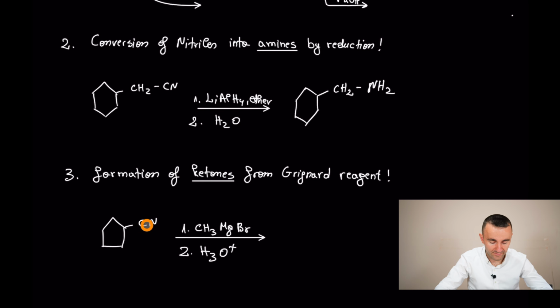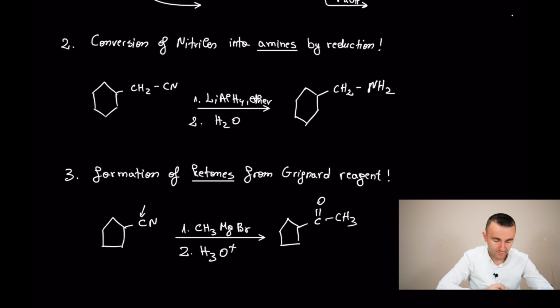Formation of ketones from Grignard reagent. If you react a nitrile with a Grignard reagent, you're going to form a ketone at this carbon here. So, what you're going to form? A ketone. Those are the main reactions of nitriles. Let's move to the first example.